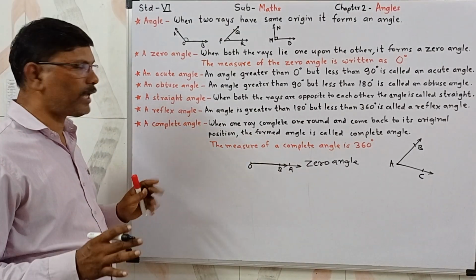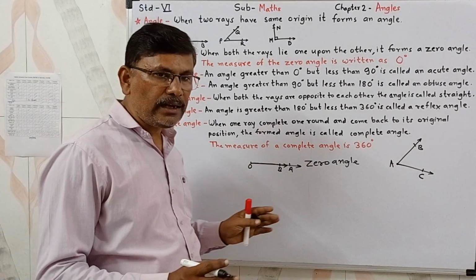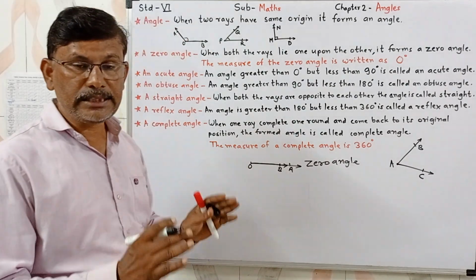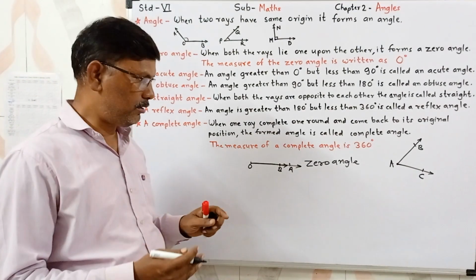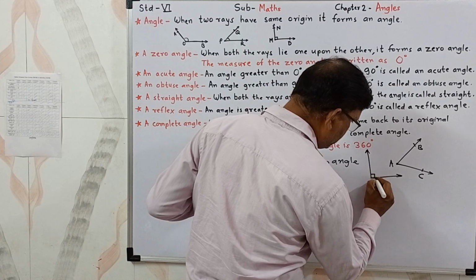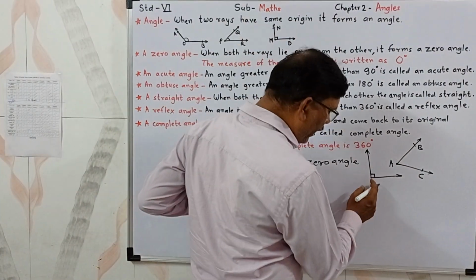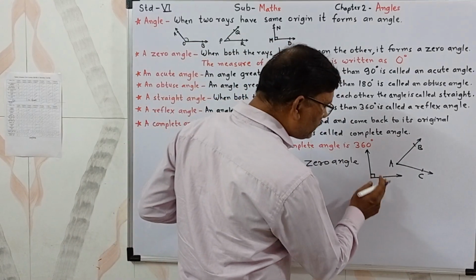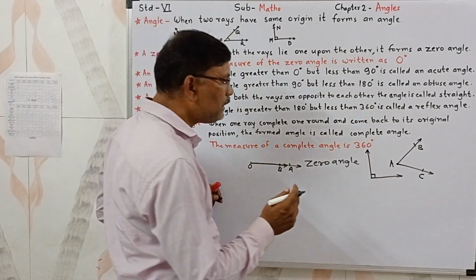Next one is an acute angle. An angle greater than 0 but less than 90 degrees is called an acute angle. Listen. This angle measures 90 degrees. So when an angle measures greater than 0 but less than 90 degrees, it is called an acute angle.